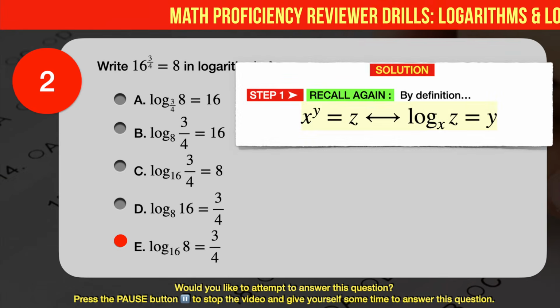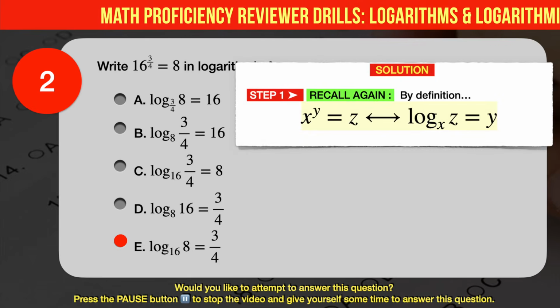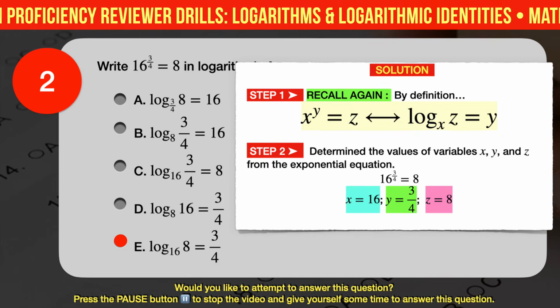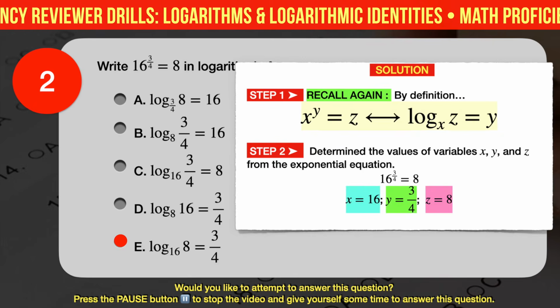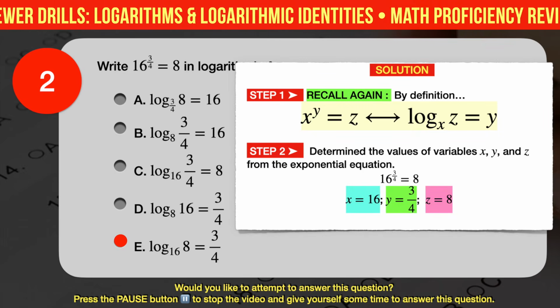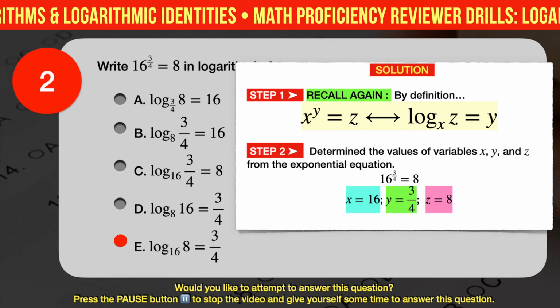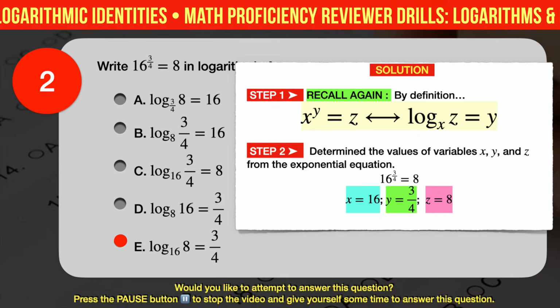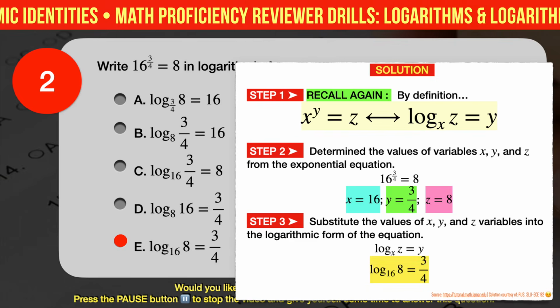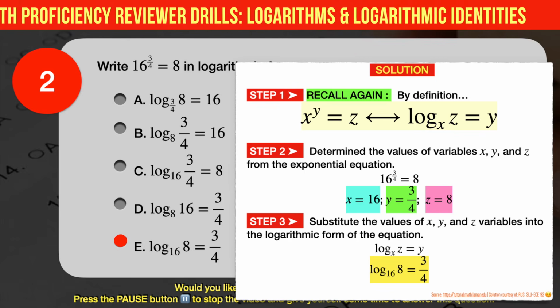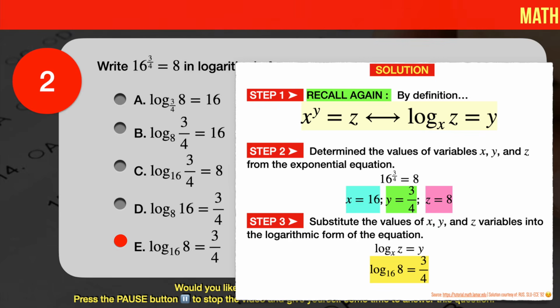By definition, any exponential expression can be transformed to its logarithmic form, and vice versa, as shown. Going back to our given equation, we can determine the values of variables x, y, and z from our given exponential equation as follows. X equals 16. Y equals 3/4. Z equals 8. We then substitute the x, y, and z values into the equivalent logarithmic equation. Therefore, 16 raised to 3 over 4 equals 8 in logarithmic form is logarithm base 16 of 8 equals 3 over 4.